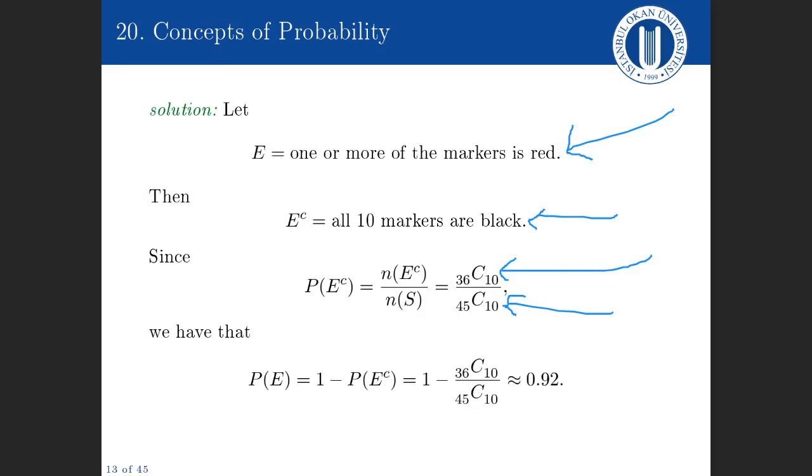And then the probability that we really want is going to be 1 minus this number. 1 minus 36 choose 10 divided by 45 choose 10. And after we calculate that, and I can leave this for you to check, this is approximately 0.92. The probability that at least one of my 10 markers is red is going to be 0.92, or very, very likely.